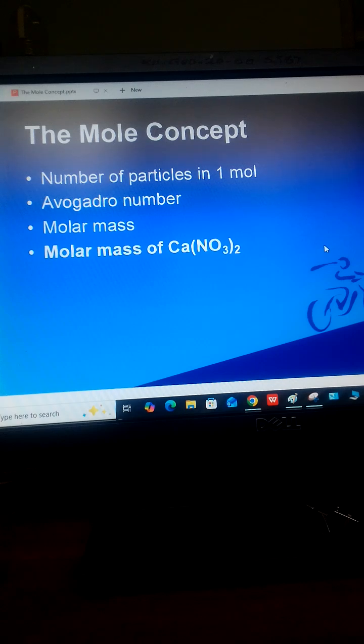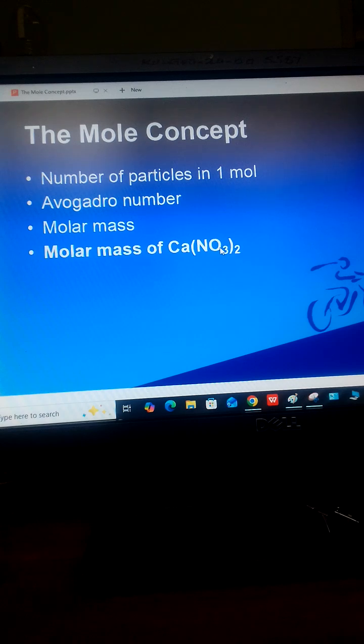For a compound, the molar mass is equal to the sum of the molar masses of all the atoms in the compound. For example, calcium nitrate. 1 mole of calcium nitrate has one calcium atom, 2 nitrogen atoms, and 6 oxygen atoms. The 2 multiplies everything here. So 2 times N, that is 2 nitrogen atoms, and these are 6 oxygen atoms.